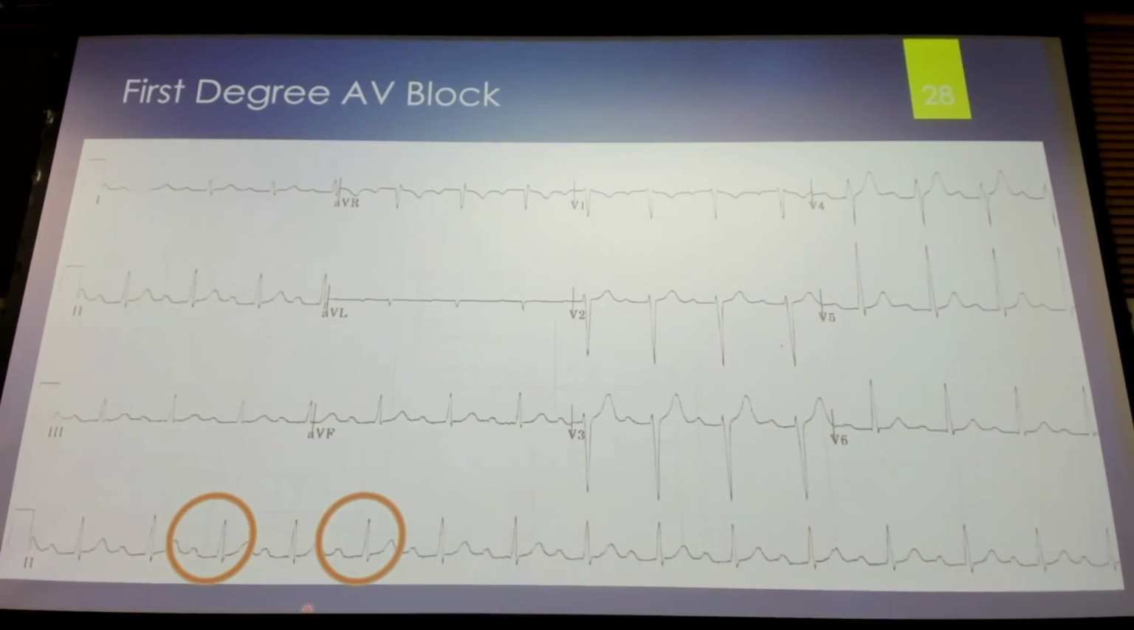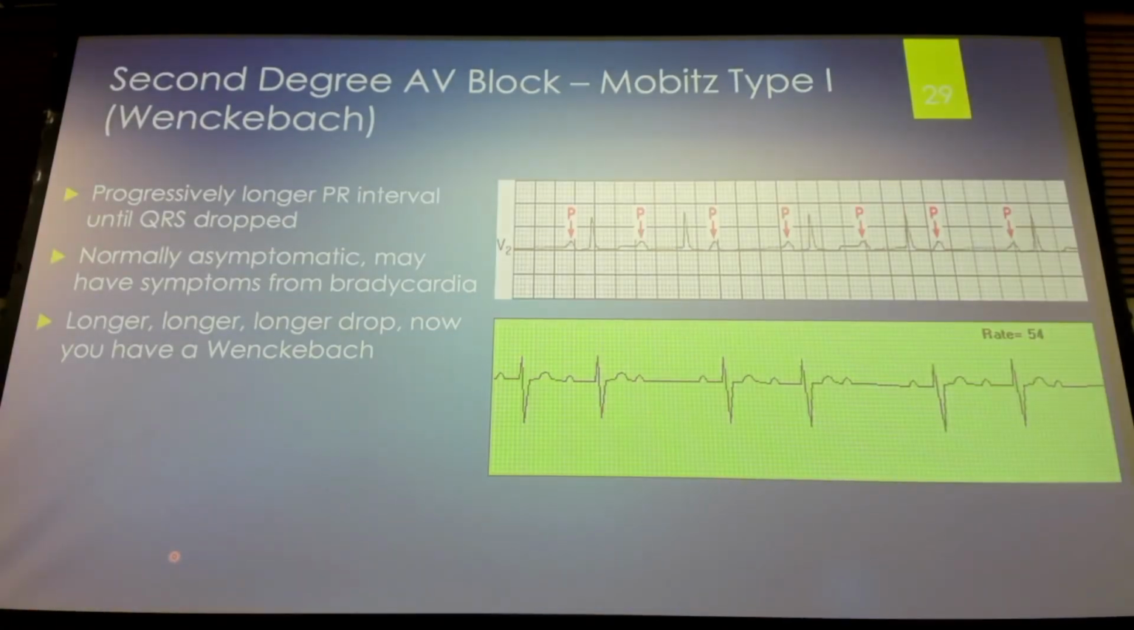Now, sometimes this PR interval is so long, it butts right up to that T wave. And you're like, wait, what in the world? That looks like a U wave. But then as you look closer to your QRS complex, I don't have a P wave there. That's actually your P wave right next to your T wave. So these guys have super long PR intervals, consistently greater than 0.20 every single cycle. So that's it for our first degree.